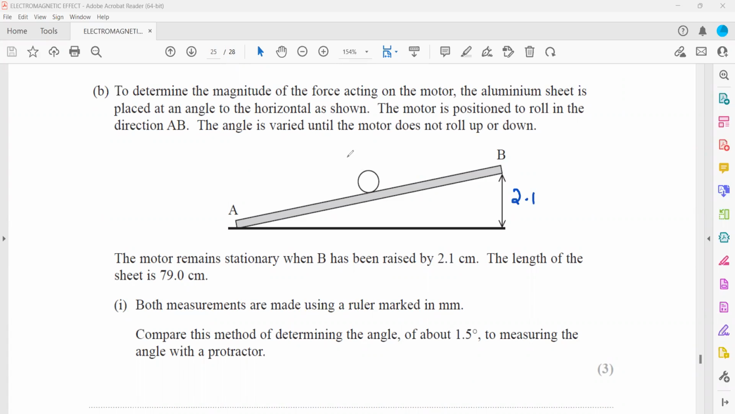This is 2.1 and this length is 7.9 centimeter. Both measurements are made using a ruler marked in millimeter. Compare this method of determining the angle of about 1.5 degree to measuring the angle with a protractor. The protractor can measure about 1 degree accurately.